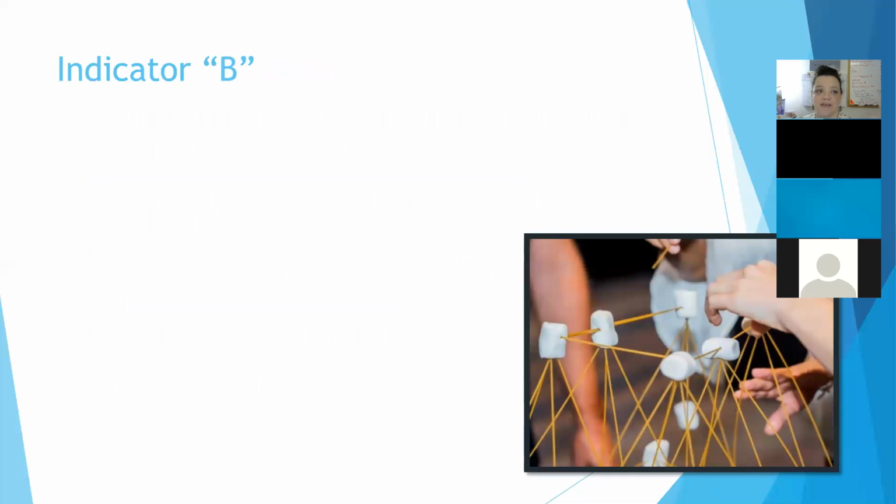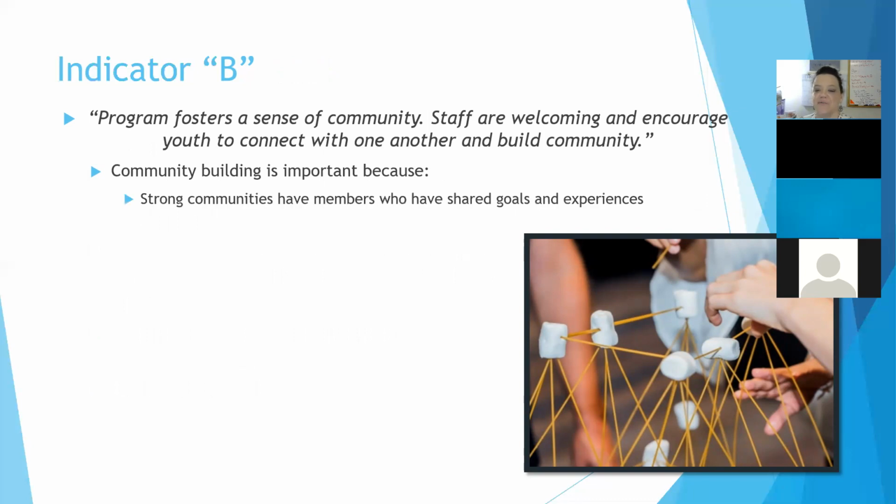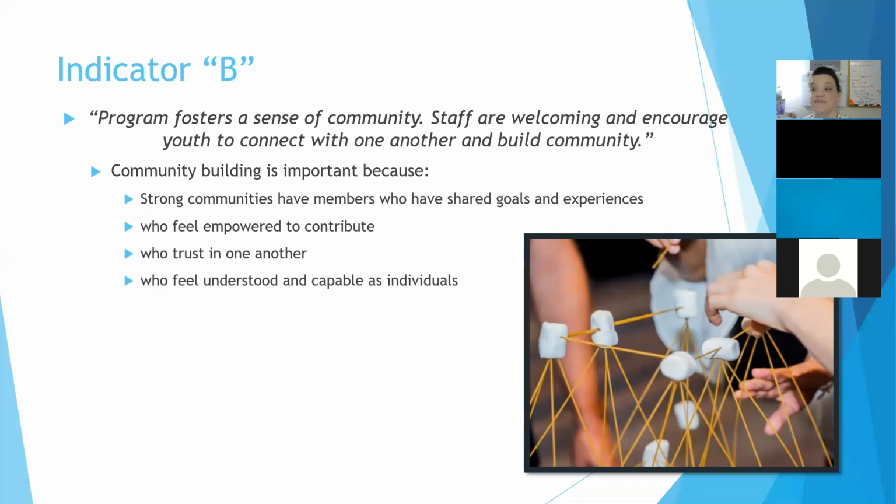So indicator B, program fosters a sense of community. Staff are welcoming and encourage youth to connect with one another and build community, right? Community building is important. I'm sure all of you are not surprised by that, right? You share goals and experiences. People feel more empowered to contribute when they feel a part of a community. You build trust. You feel understood. You feel capable, which is really, really important.